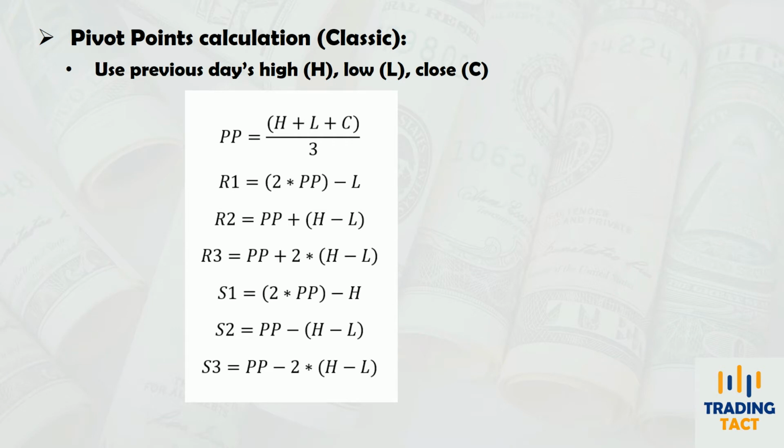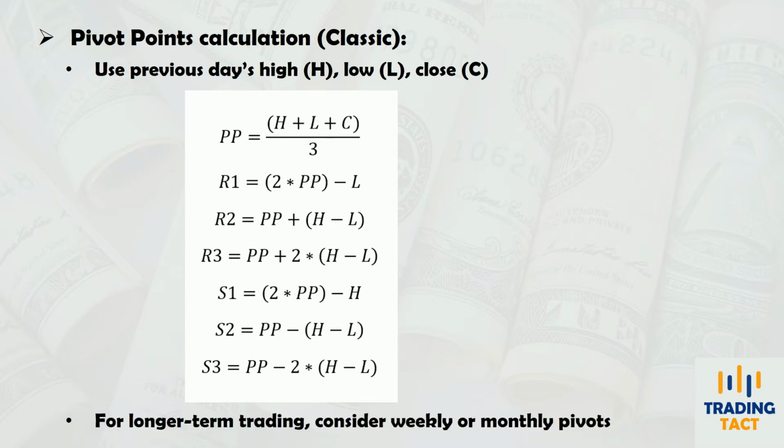You will need the previous day's high, low, and close prices. If you're trading off intraday price levels, daily pivots are a good choice. If you're a longer-term swing or position trader, you can also use weekly or even monthly pivots.